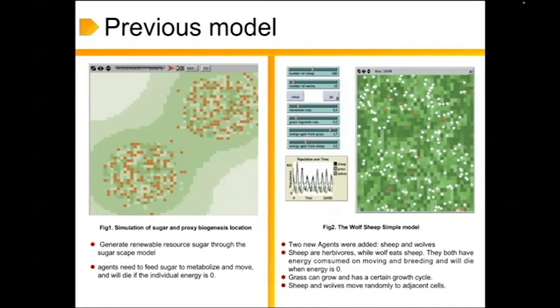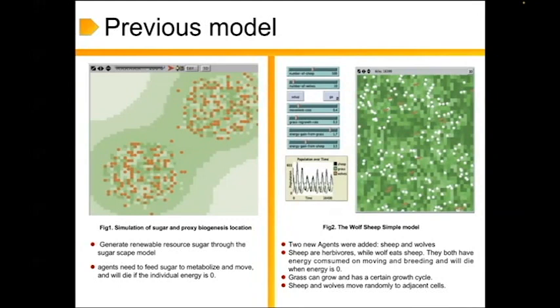The first model, the Sugarscape model, has two things we want to take into consideration. The first one is that it generates renewable resources, that is the sugar, and we think that is the original energy for the agent. The second is that the agent needs to consume the sugar to metabolize and move, and will die if the individual energy is zero.